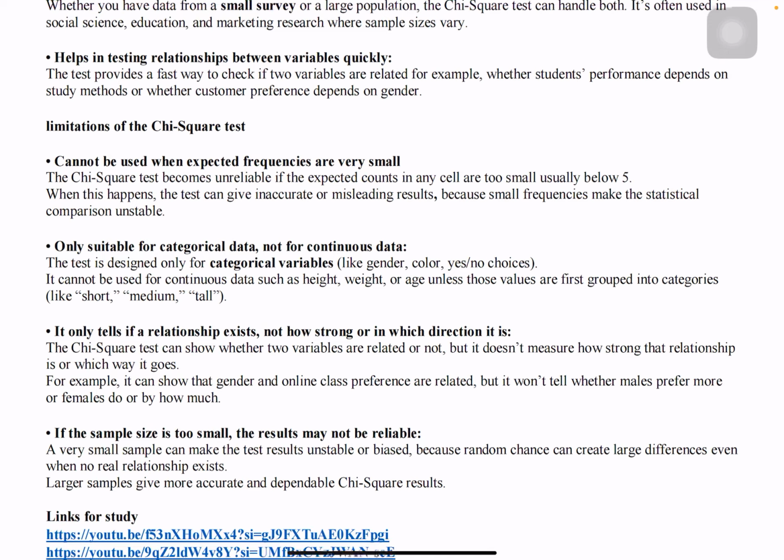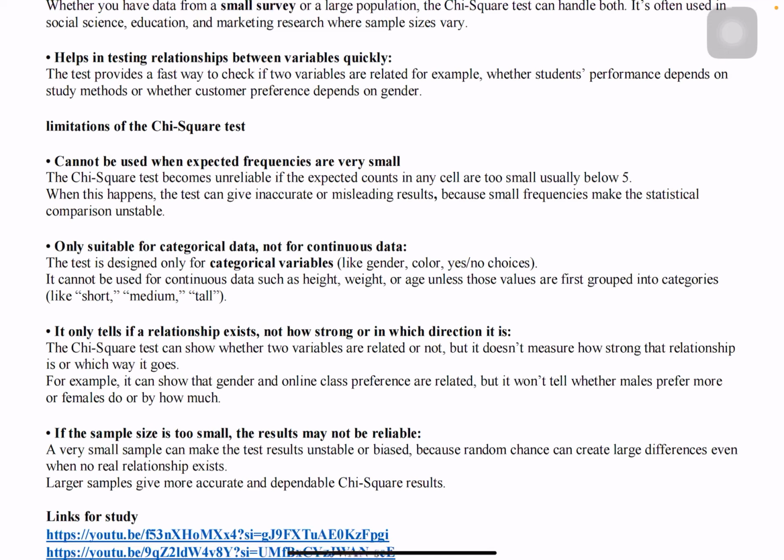Only suitable for categorical data, not for continuous data. The test is designed only for categorical variables like gender, color, yes or no choices. It cannot be used for continuous data such as height, weight, or age unless those values are first grouped into categories like short, medium, tall.